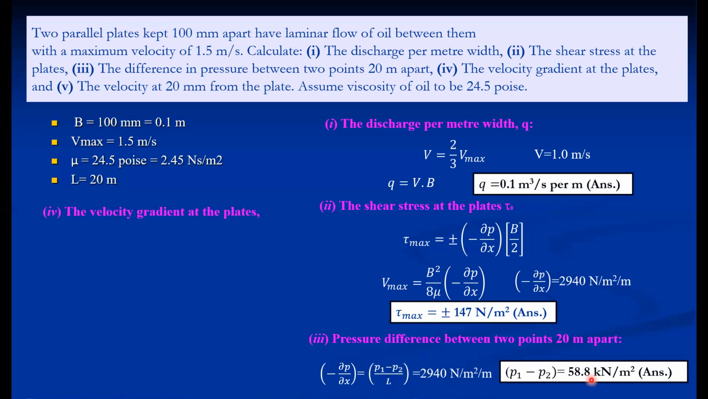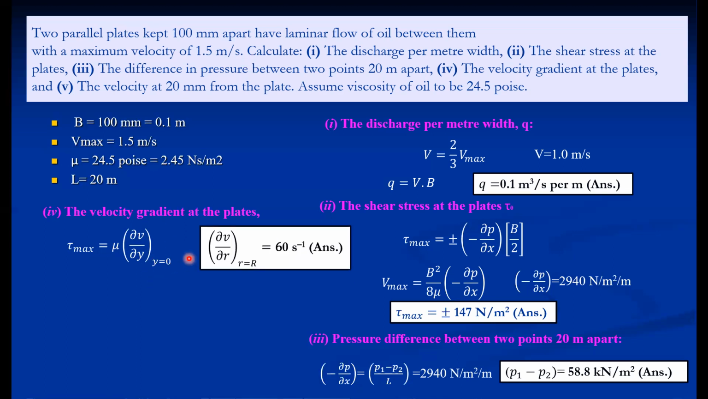Then velocity gradient at the plates. That is again obtained from tau max, because tau max we have already obtained. So tau is equal to mu times delta v by delta y at y equal to 0 or y equal to b. And everywhere the velocity gradient is the same. Sorry, this is a printing mistake. That is delta v by delta y at y equal to 0 or y equal to b, which is 60 s raised to minus 1. So this is the velocity gradient at the plates.